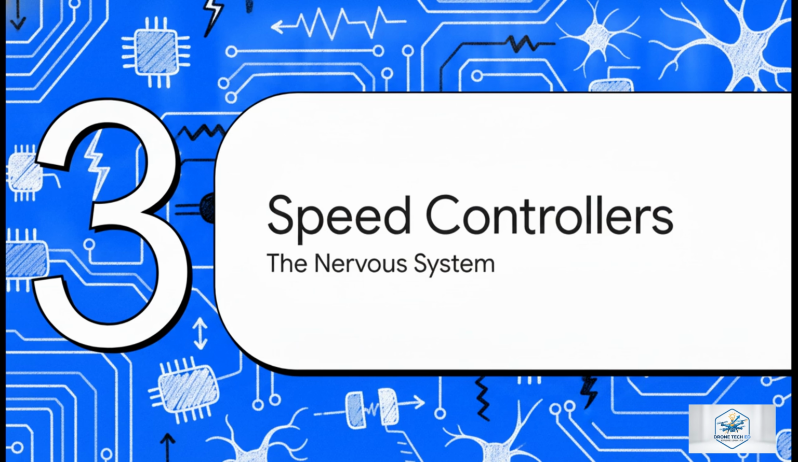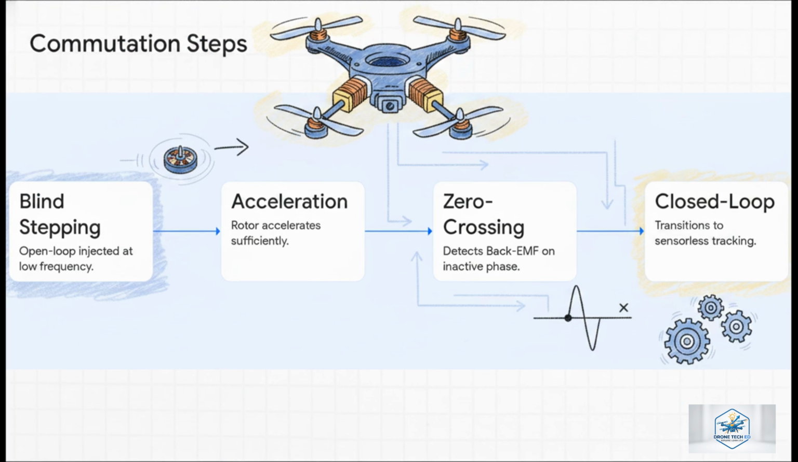Okay, let's look at part 3. Electronic speed controllers, the drone nervous system. If the motors are the muscles, the ESC is for sure the nervous system. It acts as the high-power actuator, translating low-voltage commands into precise alternating currents. Now, most drone motors don't actually have physical position sensors inside them. Sensors add weight and they break easily.